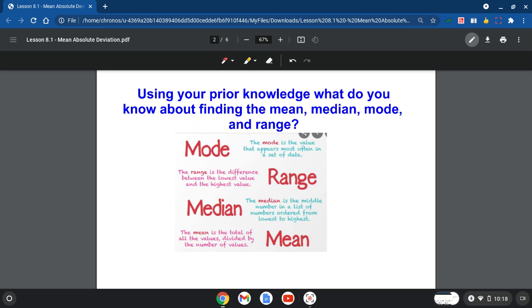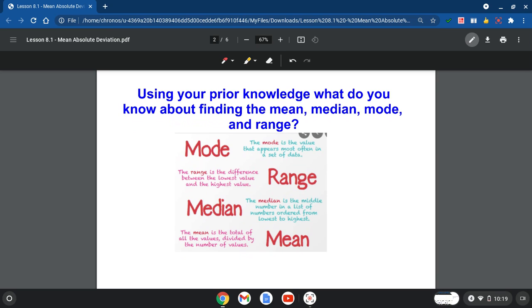To find the mode of data, you will be looking for the value that appears most often in a set of data. Sometimes there is more than one number that appears most often in a set of data, and therefore all of those numbers would be considered the mode.